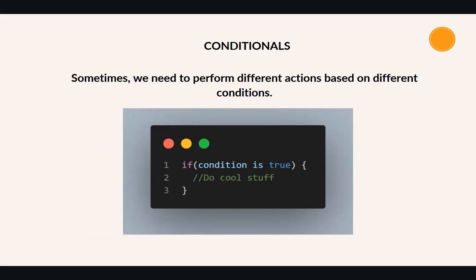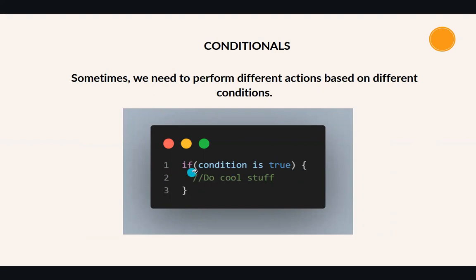Okay. So in the same light, we spoke about conditionals. We said sometimes we need to perform different actions based on different conditions. Now, the way we do that is we use what we call a conditional, and a conditional is essentially just an if or else block. So if a condition is true, do ABC.